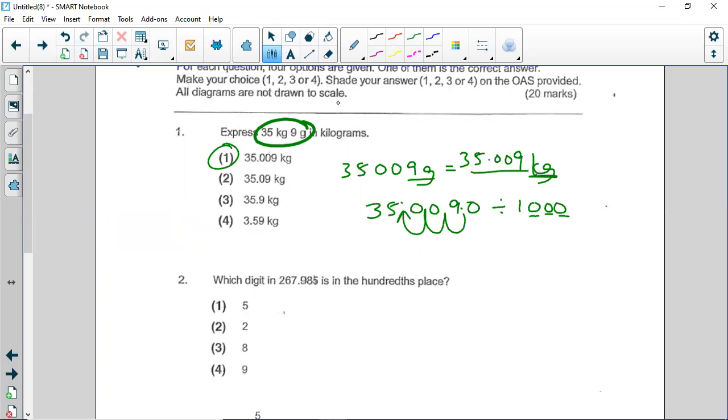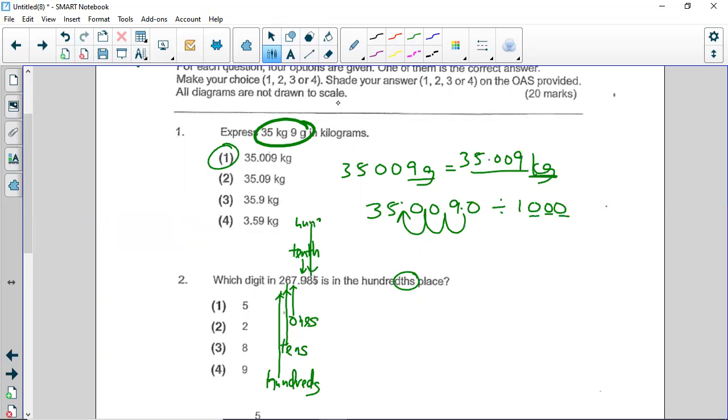Which digit is in the hundreds place? Now, where is that place value? The digits in front of the decimal point are your whole number. These are ones, 7 ones, then this will be your tens, and this will be your hundreds. The digits behind the decimal point are your decimals. So this is your tenths, and then it gets smaller, which is the hundredths.